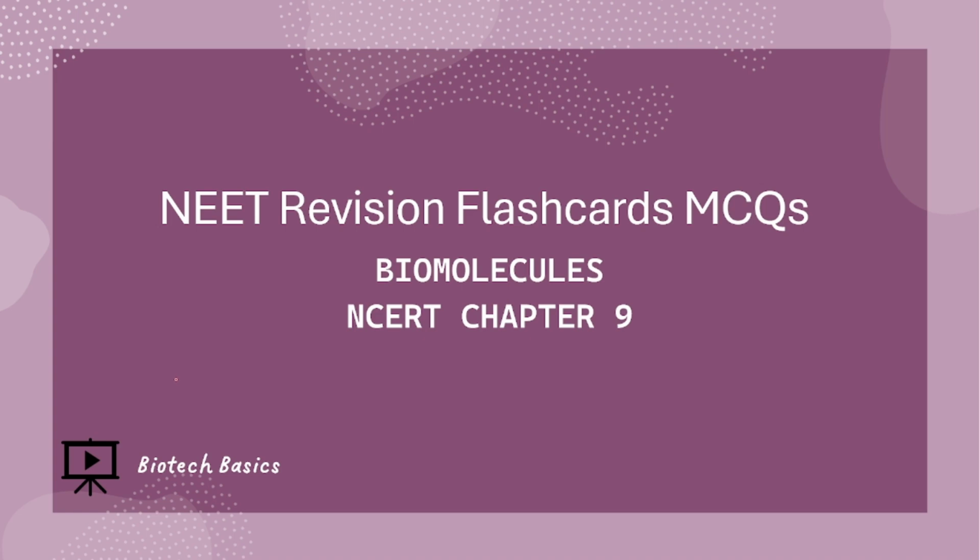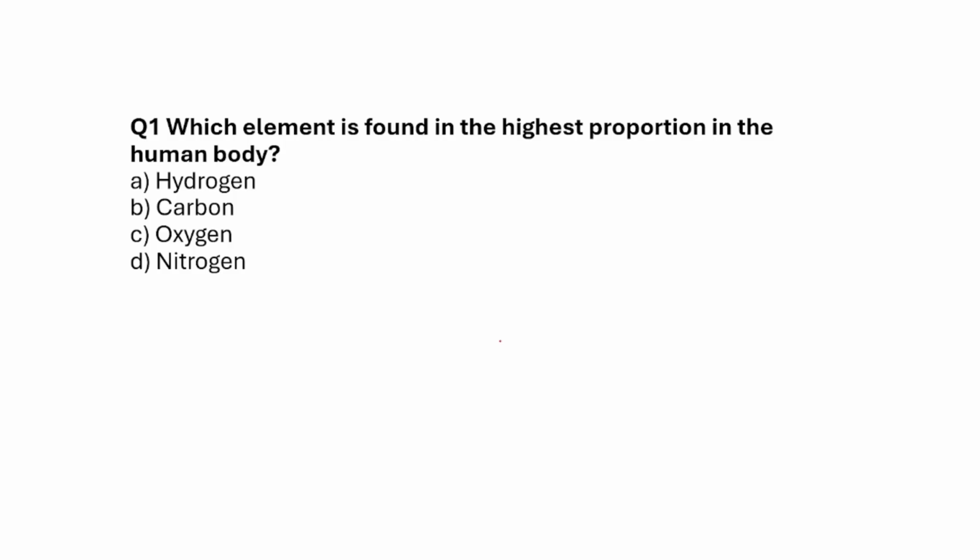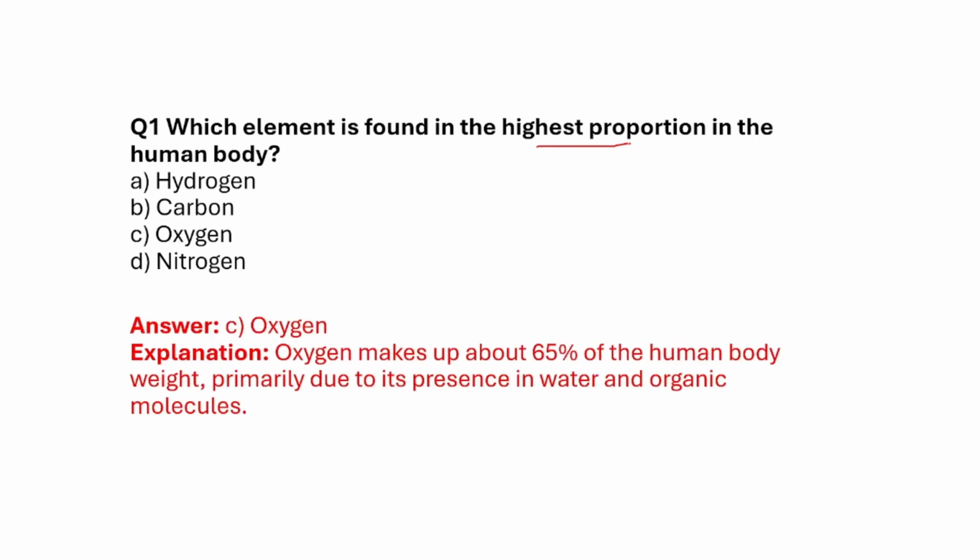Today we are going to see some questions on biomolecules, which is NCERT chapter 9, which are NEET level questions. So first question is, which element is found in the highest proportion in the body? Hydrogen, carbon, oxygen and nitrogen. Which is the highest found element within the body? So answer is oxygen. Oxygen makes up 65% of the human body weight, and it's primarily due to the presence of water and organic molecules.